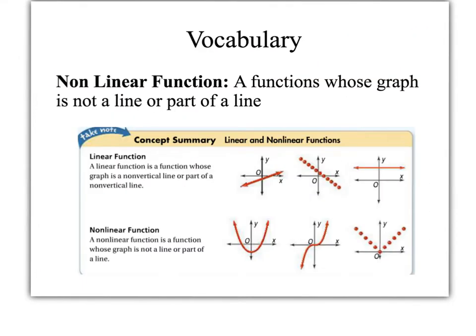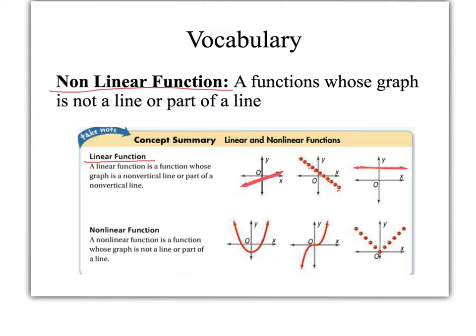Okay, so the vocabulary here. A nonlinear function is a function whose graph is not a line or part of a line. So I took this from the book, and here's a couple examples. So here's a linear function. You have just a regular straight line. We're going to get into continuous and discrete graphs. Discrete is when you just have a bunch of dots, but still they make a straight line, so that's linear, and then a straight line horizontal, that would be linear.